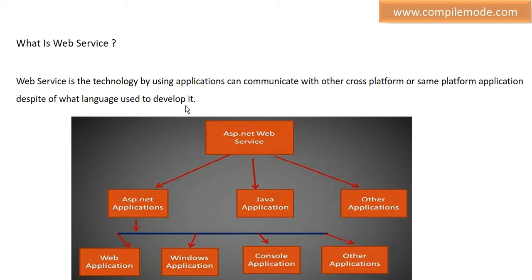This is a simple diagram. I have created an ASP.NET web service, and it can be consumed in an ASP.NET application, a Java application, and other applications, whether same platform or cross platform. There are different applications such as web applications, Windows applications, console applications and some others. So this is a simple hierarchy.